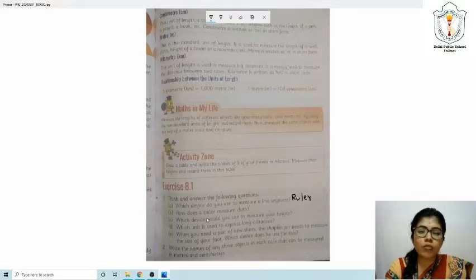Next, how does a tailor measure a cloth? If you have been to a tailor shop, and you have seen the tailor taking the measurements, you must have seen that the tailor uses a measuring tape to measure the cloth. So that is the measuring tape. So let us write.